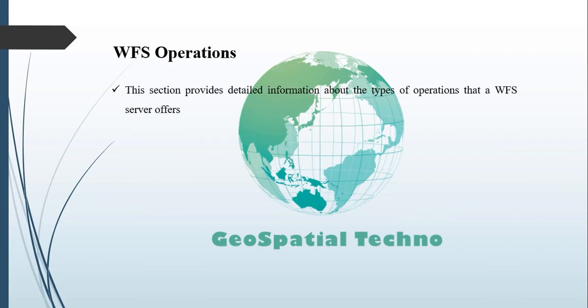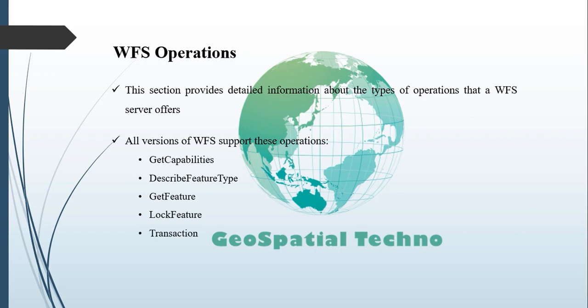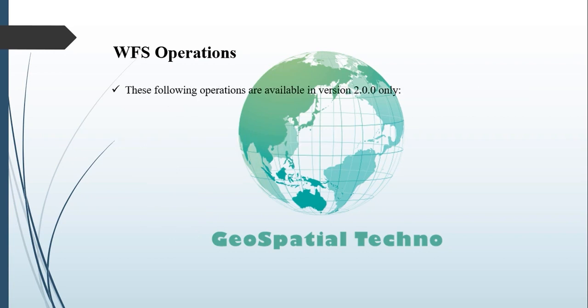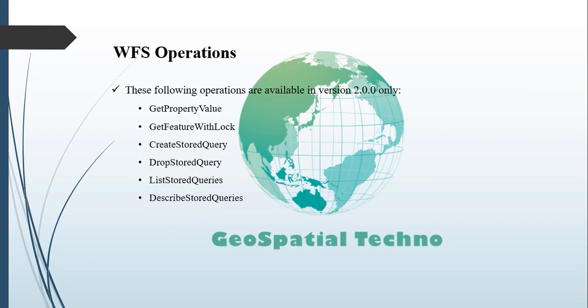WFS operations. This section provides detailed information about the types of operations that the WFS server offers. The list includes operations offered by different configurations of WFS servers. All versions of WFS support these operations: GetCapabilities, DescribeFeatureType, GetFeature, LockFeature, and Transaction. Remember that the following operations are available in version 2.0.0 only: GetPropertyValue, GetFeatureWithLock, CreateStoredQuery, DropStoredQuery, ListStoredQueries, and DescribeStoredQueries. Also, the GetGmlObject operation is available in version 1.1.0 only. We explain some of the most commonly used operations in detail in the following.